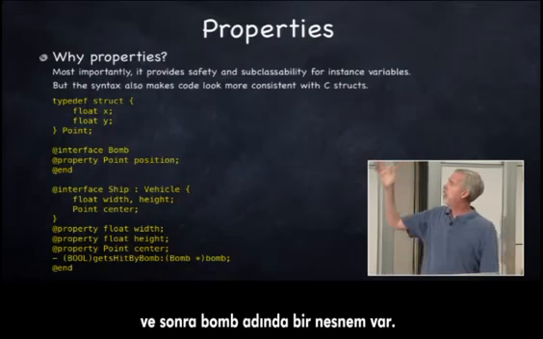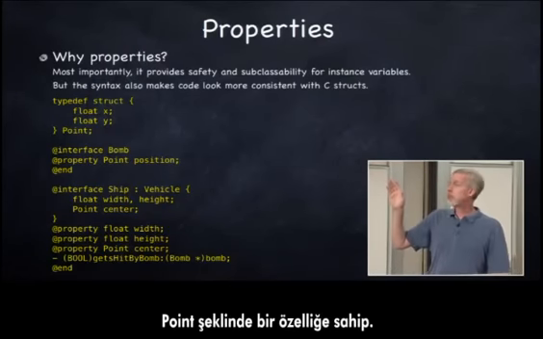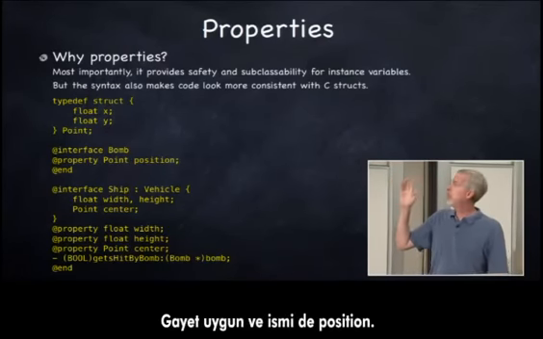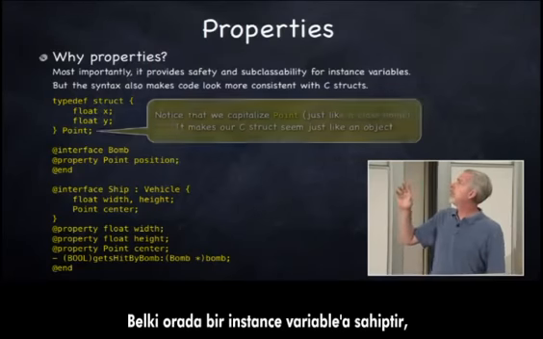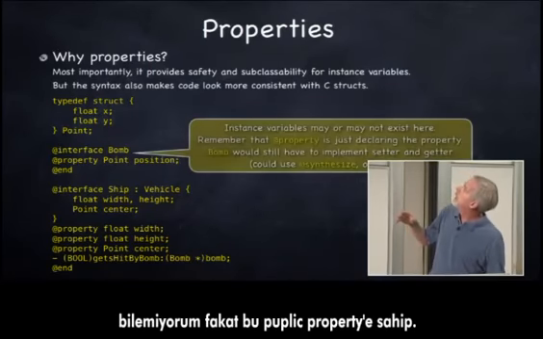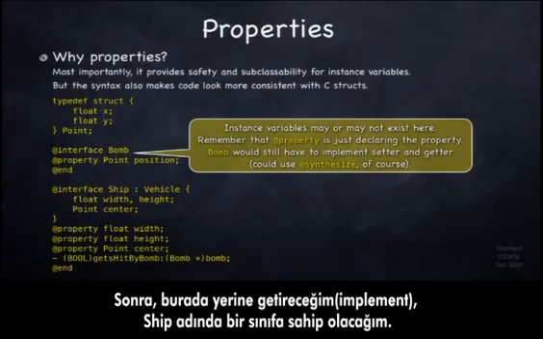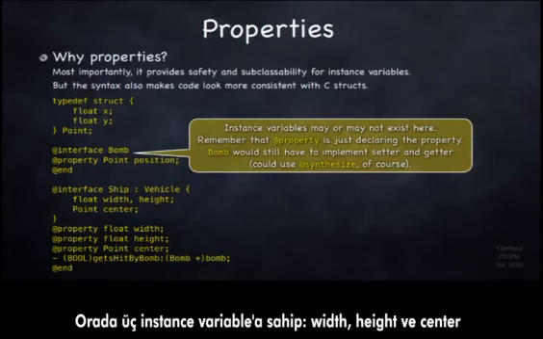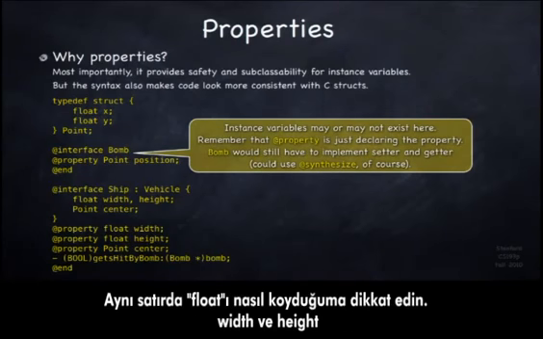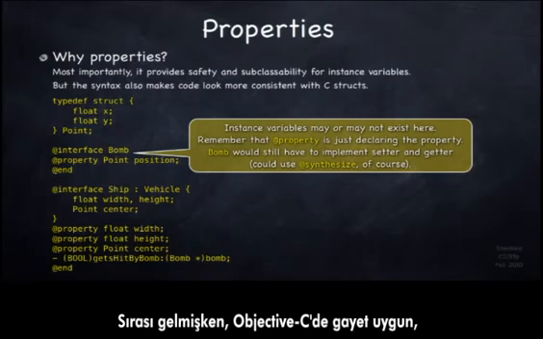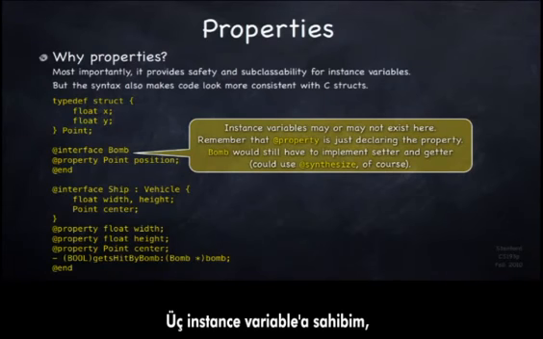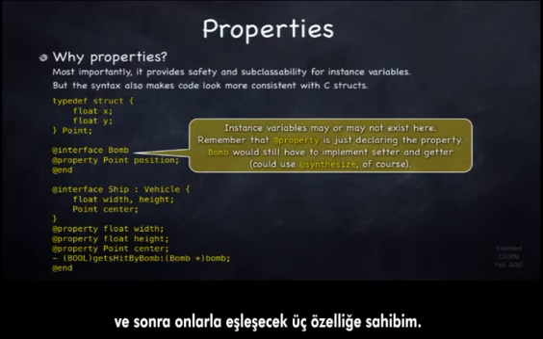And then I have an object called bomb, which has a property, which is a point, perfectly legal, called position. Maybe it has some instance variables in there. I don't know. But it has that public property. And then I'm going to have the class I'm going to implement here called ship. It has 3 instance variables there, width, height, and center. Notice how I put float on the same line, width and height. That's perfectly allowed, by the way, in Objective-C. So I've got 3 instance variables, and then I've got 3 properties that match up to them.